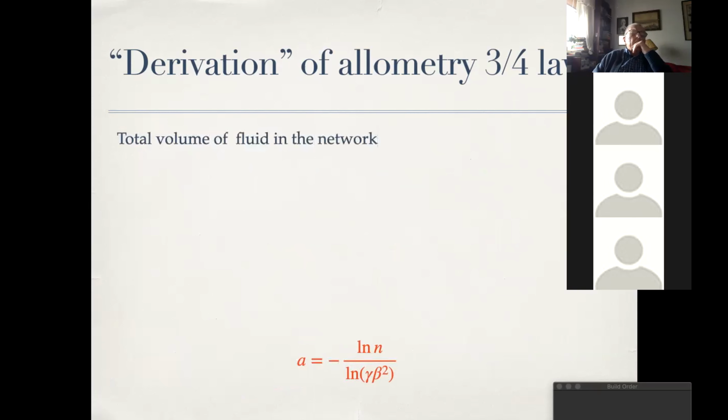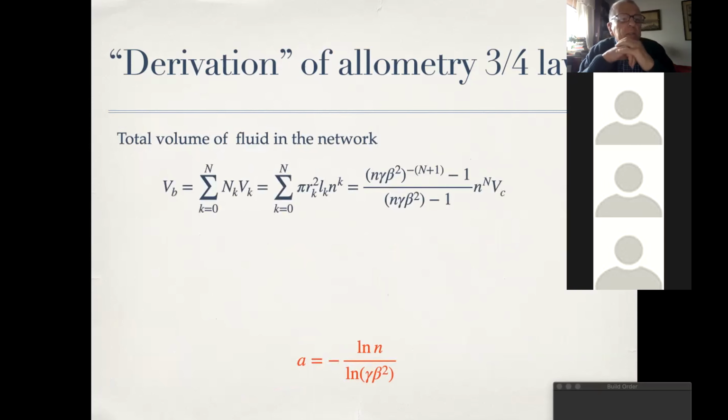and let's calculate the total volume of fluid in our network. The total fluid in our network, which I denote as V with index B, is a sum over all possible levels of the number of tubes, the branches at level k, times the volume at level k. And the volume of the channel at level k is very simple: it is the cross section of the tube times its length times n to the power k, so we can calculate that sum.